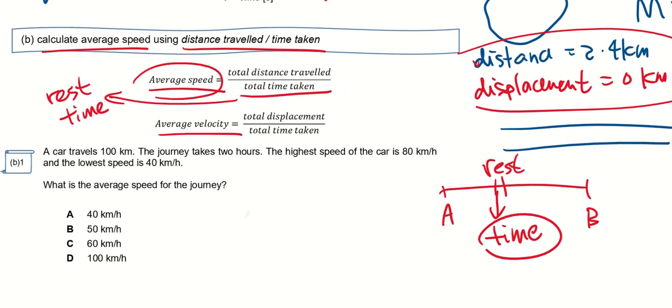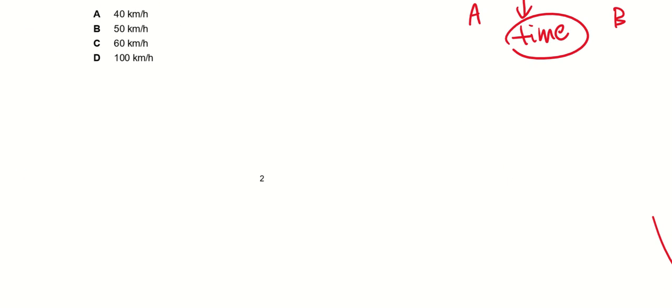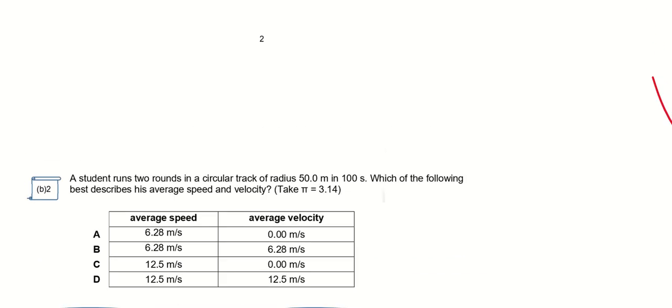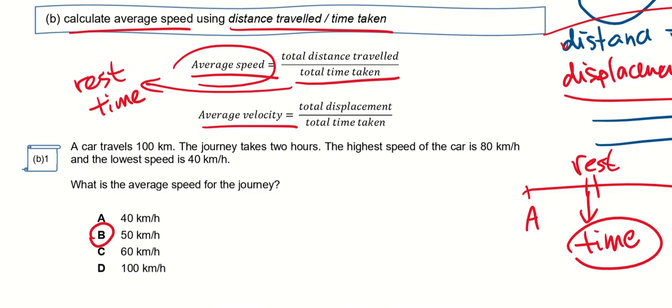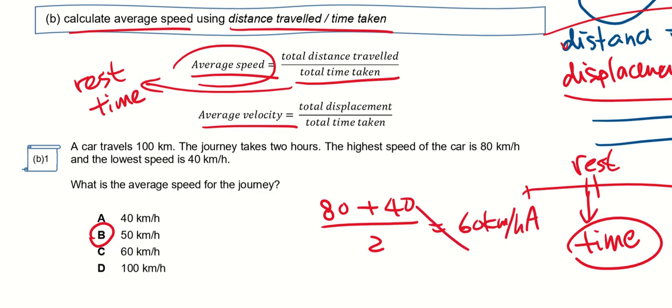Okay, can we try B1 and B2? B1 answer is B. How many of you used 80 plus 40 divided by 2? So you get 60 km per hour, right? This is not correct, because this is just the higher speed.